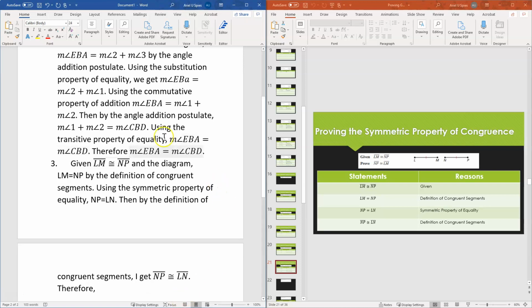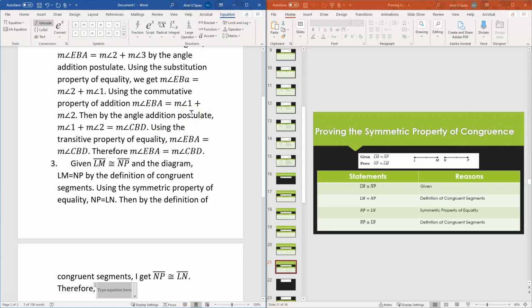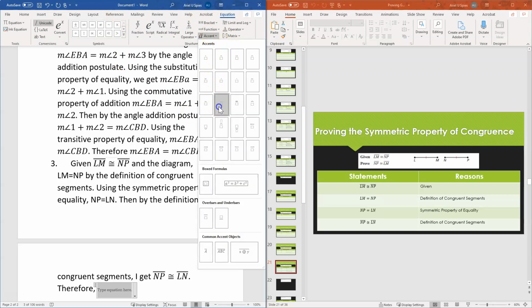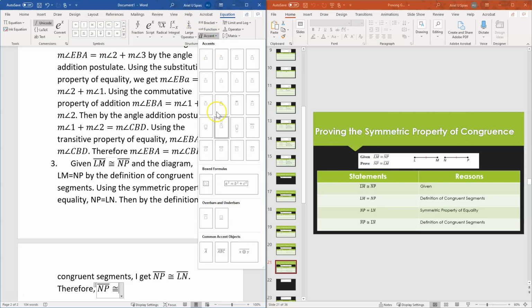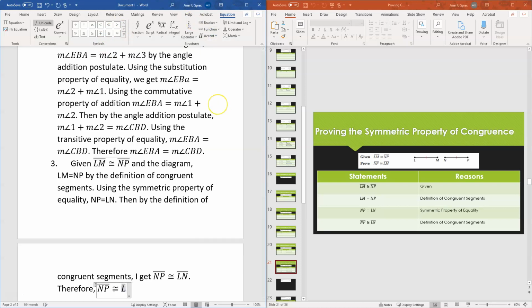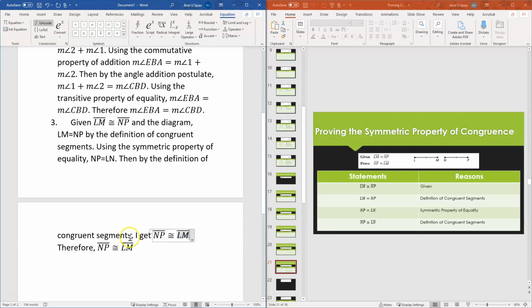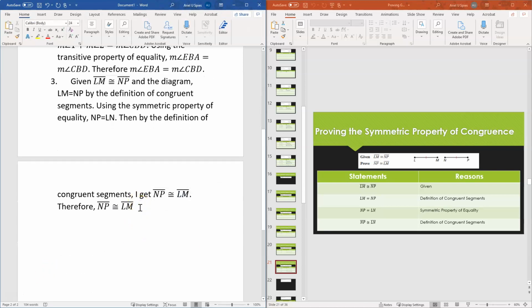I want to type my proof. So I want to go into accent again, NP, and I want to say equals accent LM. It was M all along. Why did I get N over here? Therefore, segment NP is congruent to LM. There we go.